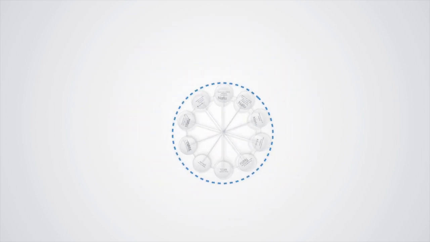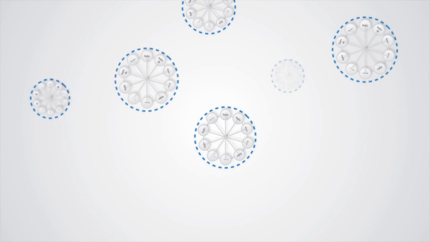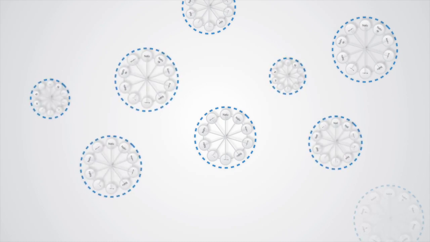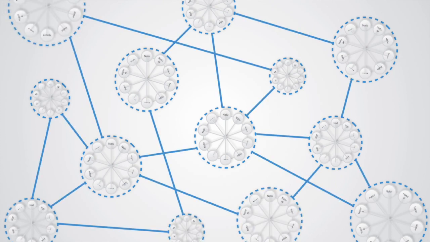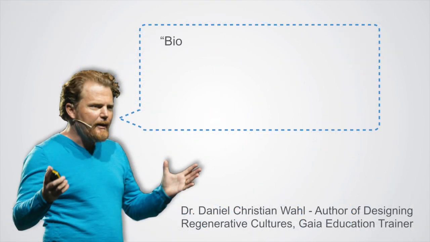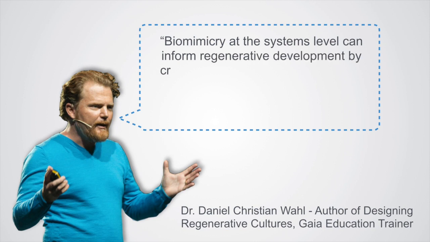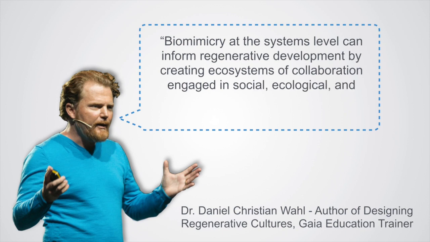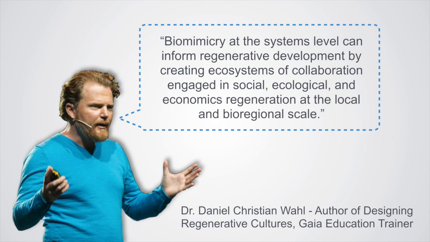Instead, we should strive for the creation of multiple such systems by as many hands as possible that, if well embedded into nature's principles through its patterns, can interweave and emerge as complex ecosystems. Using Dr. Daniel's words again, biomimicry at the systems level can inform regenerative development by creating ecosystems of collaboration engaged in social, ecological, and economic regeneration at the local and bioregional scale.